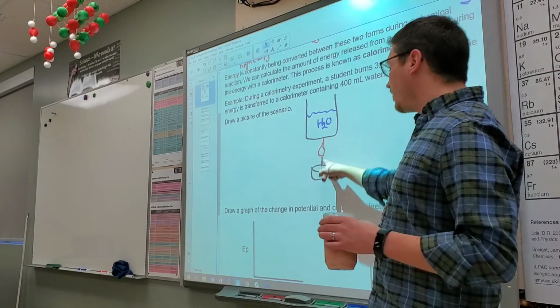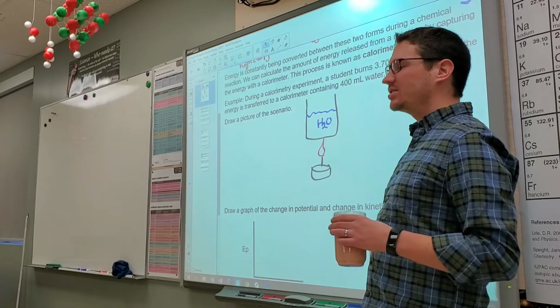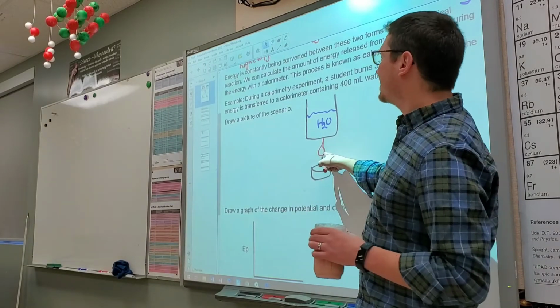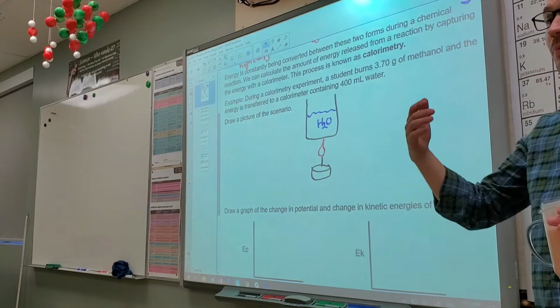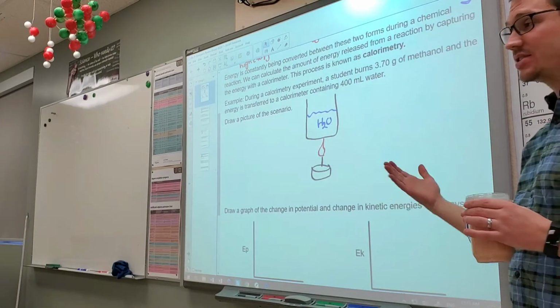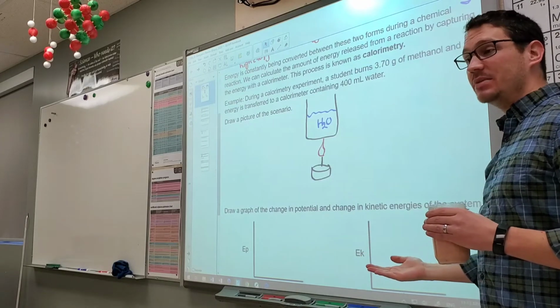So the flame, the methanol, is chemically reacting with the oxygen in the air, and it's releasing heat, and the heat is being absorbed by the water. But what's the problem with this particular situation that I just drew? It's open. This is an open system, isn't it?